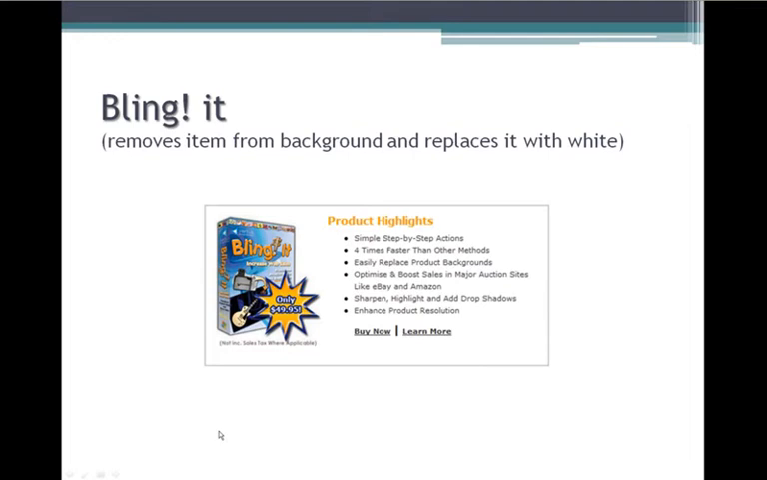Now, a lot of the eBay rock stars know about Blingit. There is a piece of software that will actually remove the background easily from the item, and you can replace it with a white background. It just takes a couple of mouse strokes, and voila, you've got a white background, or whatever background you want to put in. But with Amazon, you want it to be that white background.